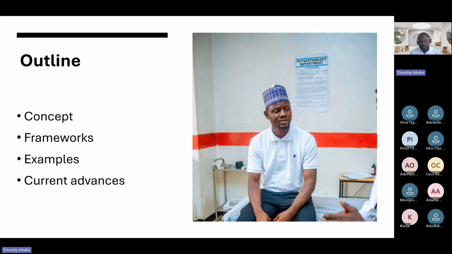You will appreciate I will be biased towards the UK frameworks and context, but I'm also familiar with the Nigerian context and frameworks, and we will be making links to those bits. But I will also invite you at some point to share your context in terms of where you're practicing.